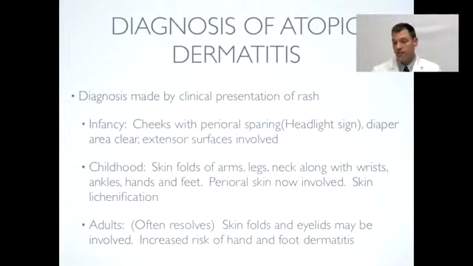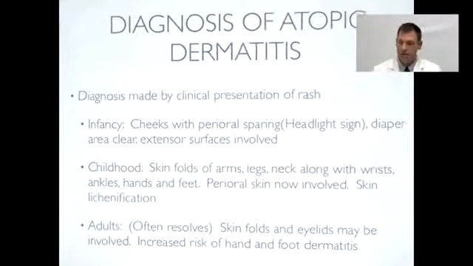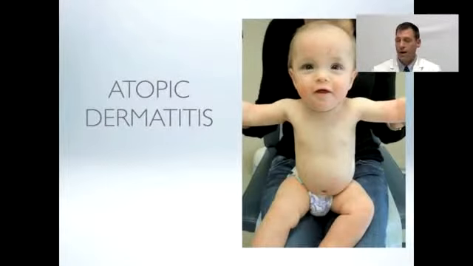In adults, thankfully, we often outgrow atopic dermatitis in childhood around the age of 10 to 13 years of age. It often improves, and then adults, we've usually outgrown it. However, adults with a history of atopic dermatitis are at increased risk of hand and foot dermatitis, and they may also develop eyelid dermatitis. Here's an infant with atopic dermatitis.